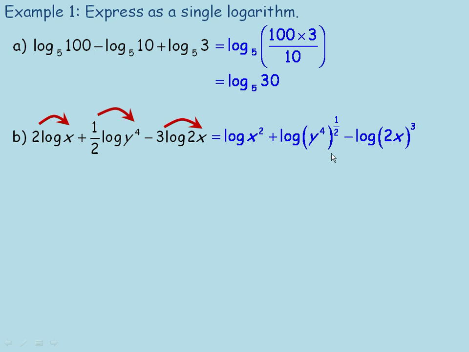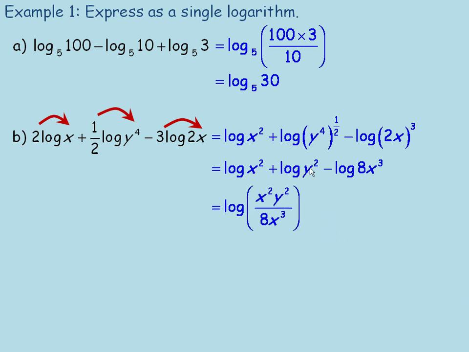And now what I'm going to do is simplify this and this before I start combining them into one single logarithm. Remember, when you have a power, you multiply the exponent, so half times 4 is of course 2. 2 raised to the power of 3 is 8, and x cubed is x cubed. So now I want to write this as one single logarithm. These two logarithms are added, so we would go the log of x squared times y squared. And since we're subtracting this logarithm according to the quotient law, we would divide that by 8x cubed.